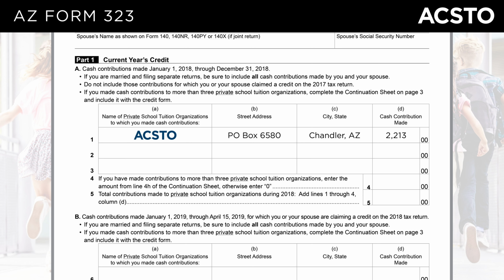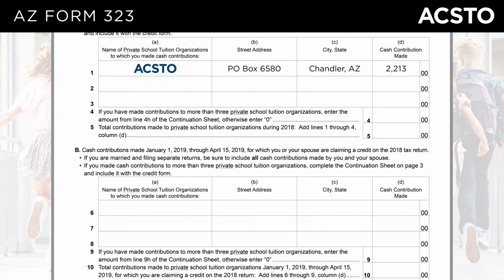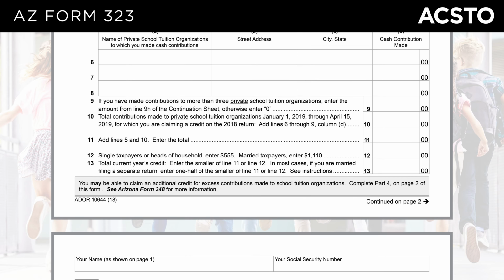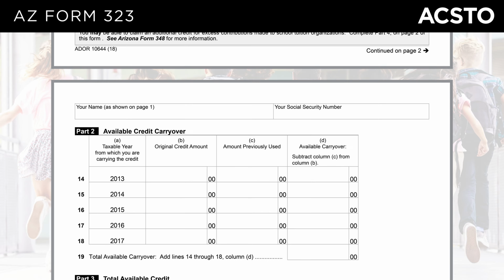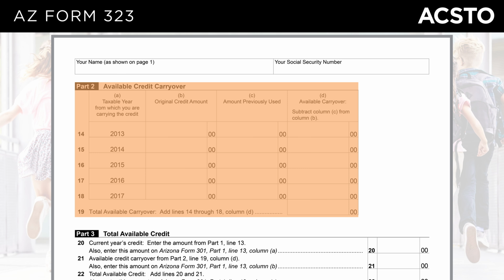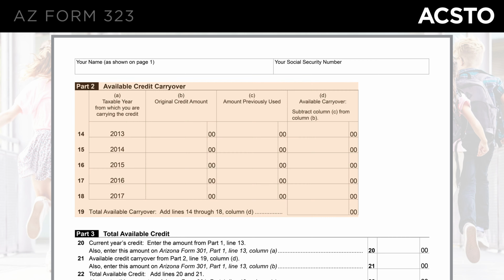The form asks for your total contributions, so make sure to input the total from all three columns on your receipt. As you progress through the form, it will show you how much of this total will count for the original tax credit. Part 2 of the form is just in case you donated more than you could claim in a previous year, and you need to claim the extra as carryover this year. Most people will not need to worry about this part.